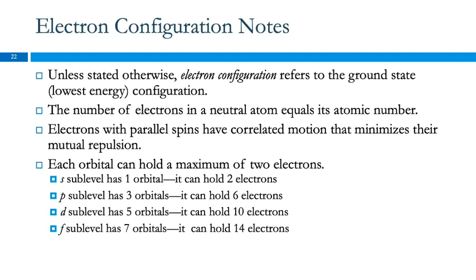The number of electrons in a neutral atom is equal to its atomic number. So how did I know that iron has 26 electrons? Well, iron is number 26 on the periodic table. The atomic number, 26, tells me 26 protons, 26 electrons.